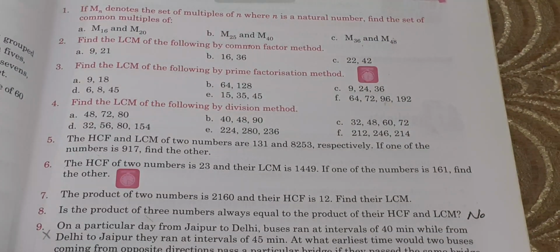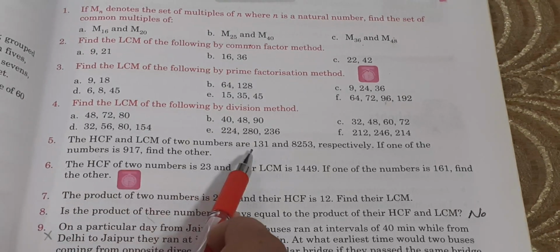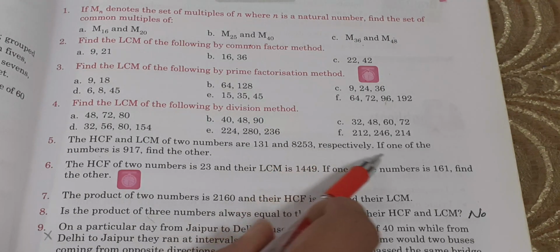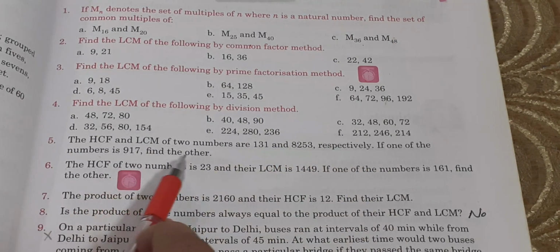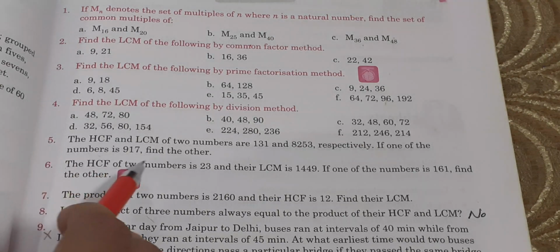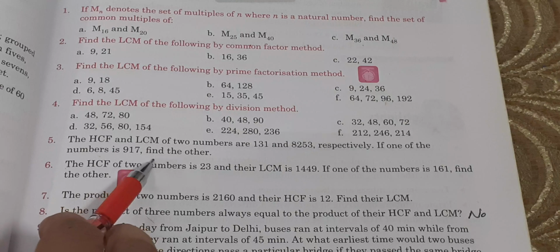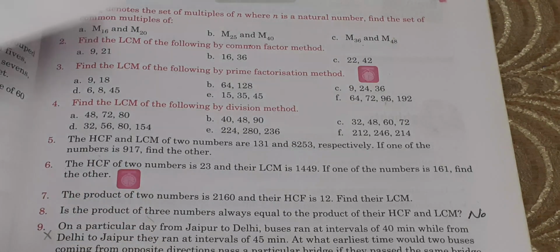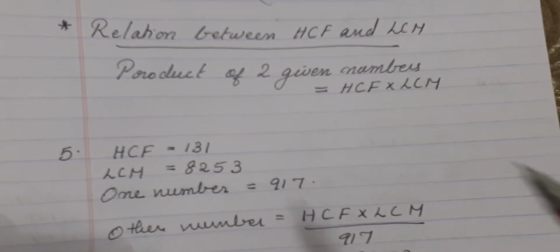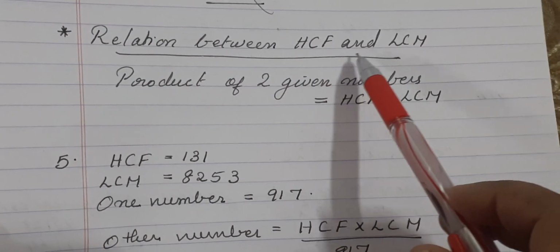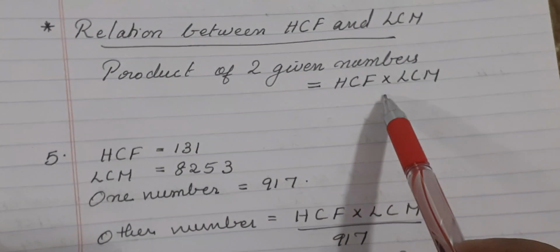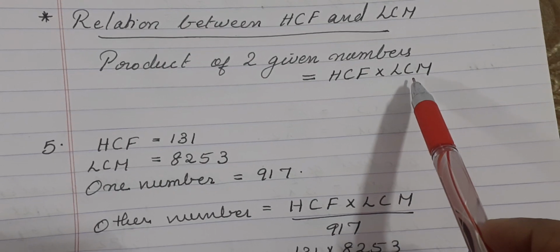Now the 5th question. The HCF and LCM of 2 numbers are 131 and 8253 respectively. If one of the number is 917, find the other. So before doing this problem, you should know the relation between HCF and LCM. Okay. So what is the relation between HCF and LCM? All of you have to write this into your notebook. Relation between HCF and LCM is product of 2 given numbers is equal to HCF into LCM. This is a relationship.